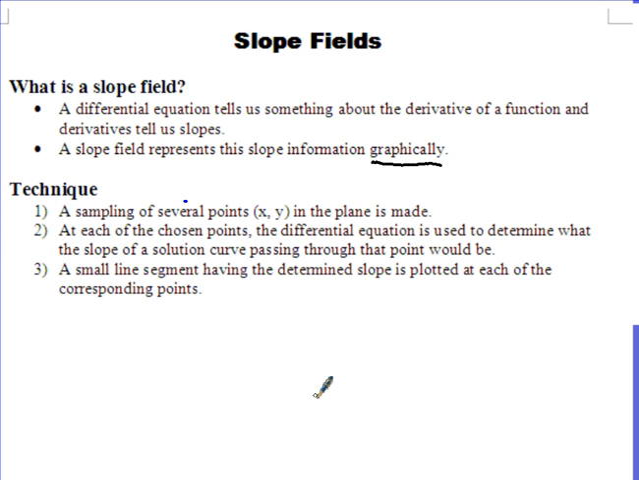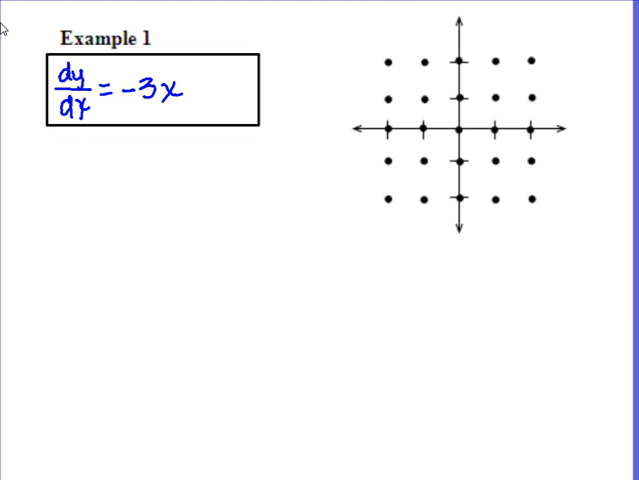The technique to find a slope field is that a sampling of several points (x, y) in a plane is made, and you'll see them represented as dots. At each of these chosen points, a differential equation is used to determine what the slope of a solution curve passing through the point would be. So you're really just calculating slopes using a differential equation. A small line segment having the determined slope is plotted at each of the corresponding points. So let's take a look at our first example.